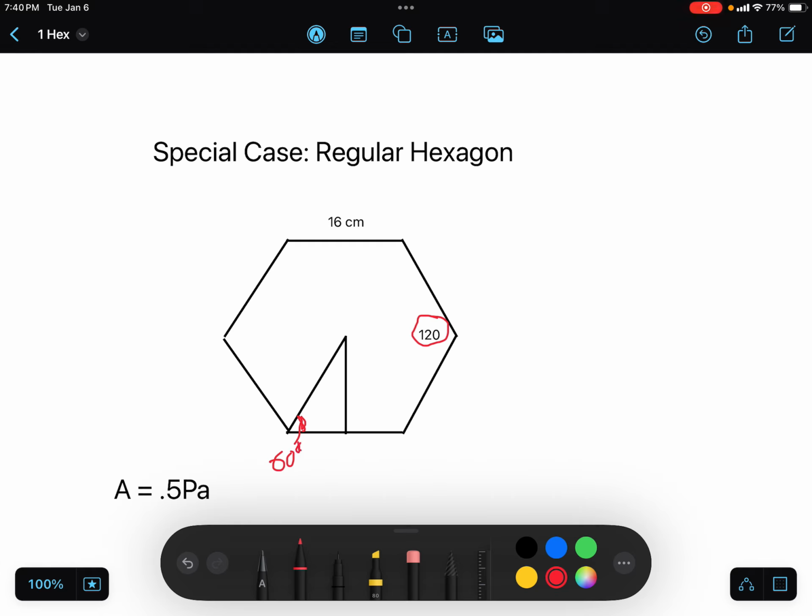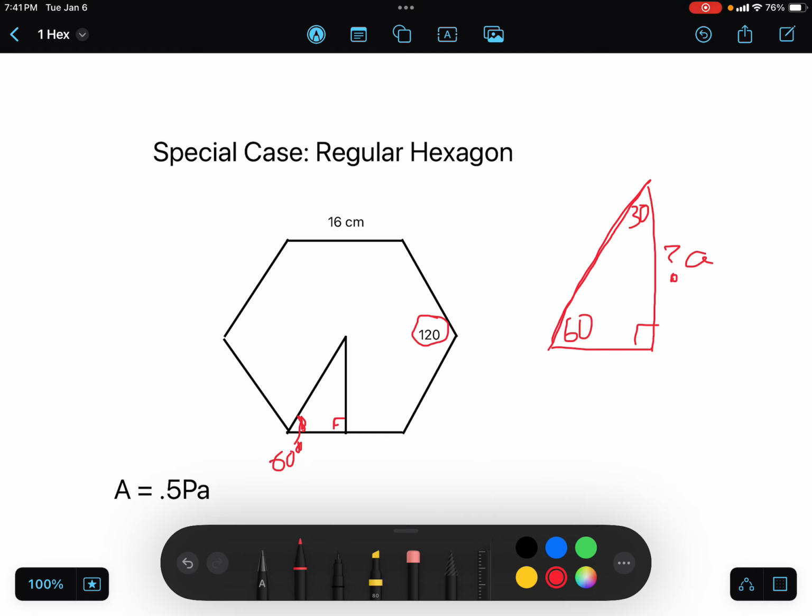And of course, the apothem meets the side length at a right angle. So what we have there is a 30, 60, 90 right triangle, which I'm going to make larger over here. This is our 60, this is our right, and of course this is our 30. And this is what we need here. We need the apothem.